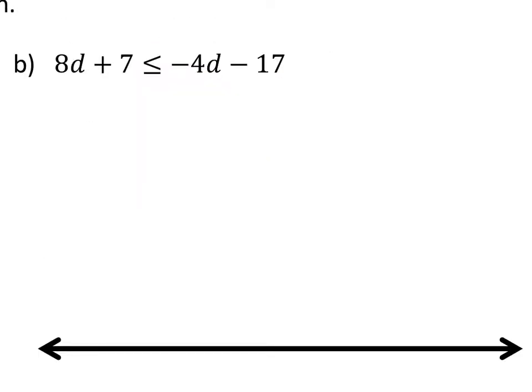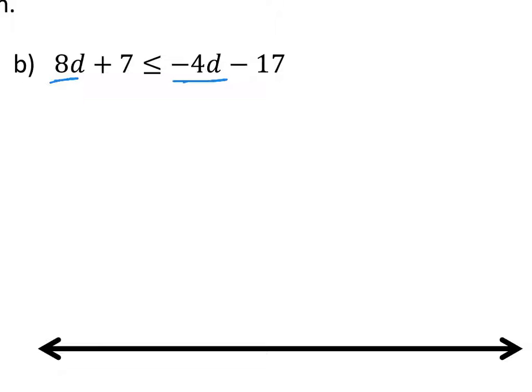Letter B, 8d plus 7 is less than or equal to negative 4d minus 17. Alright, so same thing. Now I have variables on both sides. What I recommend is you always look at the coefficients on the two variables. So I have a positive 8 and I have a negative 4. I recommend that you always move the smaller number. That way, in case you forget the little rule of if you divide or multiply by a negative, you flip the sign. Let's say we forget that rule. You'll never get them wrong if you always move the smaller coefficient.